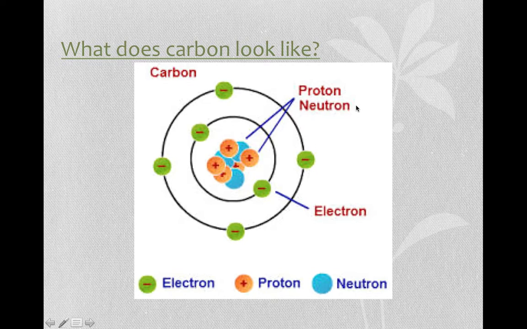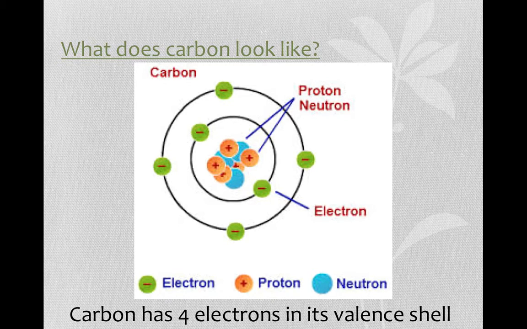How many electrons does carbon have in its outer shell? Take a moment and count. So carbon has 4.